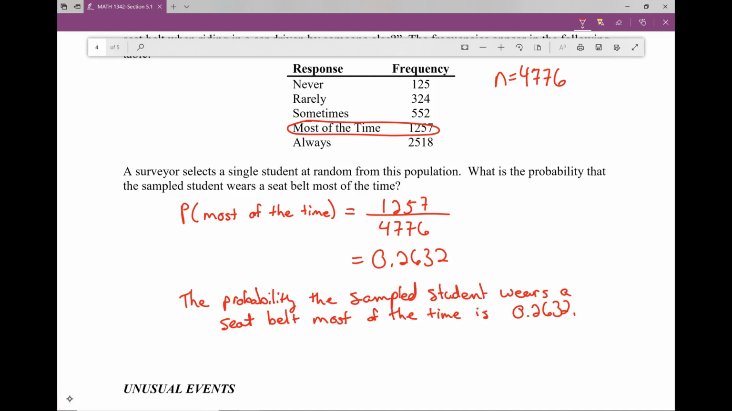The probability the sampled student wears a seatbelt most of the time is 0.2632. Now you'll notice I have not changed this into a percentage or anything like that. I just took the straight division and worked from there.